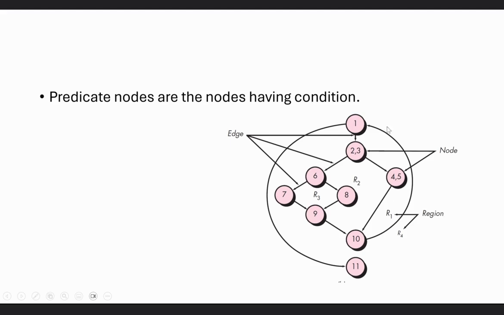There are also nodes called predicate nodes. The nodes having a condition are called predicate nodes. For example, if a node has more than one branch, then a condition may be present in this node. That is, if the condition is true, it will execute this statement, or else it will execute that statement. So if your flow graph has more than one branch, then that particular node contains a condition, and that node is represented as a predicate node. So 1, 2 and 3, these 3 nodes are predicate nodes here.